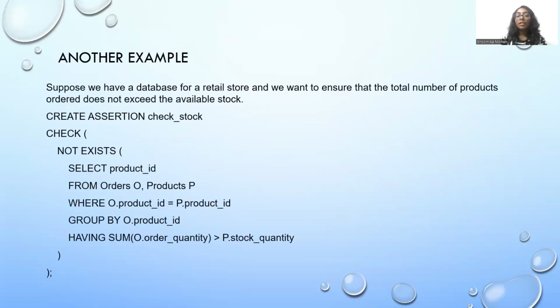Coming to another example, let's see. Suppose we have a database for a retail store and we want to ensure that the total number of products ordered does not exceed the available stock. So here comes: CREATE ASSERTION check_stock CHECK (NOT EXISTS (SELECT product_id FROM orders O, products P WHERE O.product_id = P.product_id GROUP BY O.product_id HAVING SUM(O.order_quantity) > P.stock_quantity)).